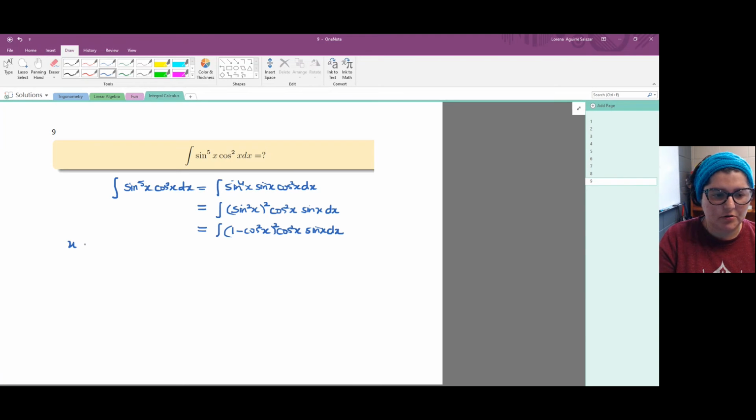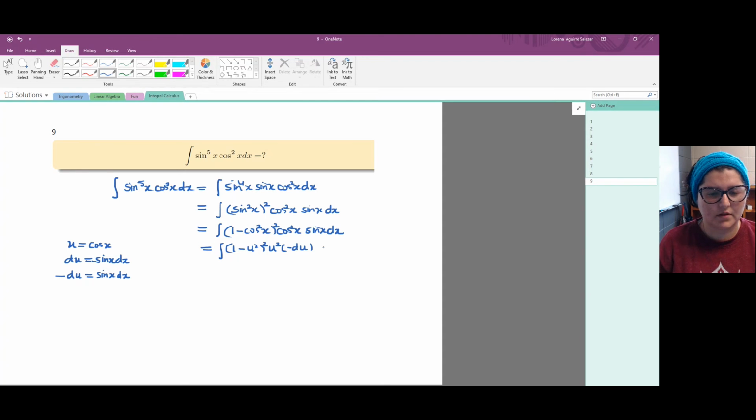And when we introduce u equals cosine of x, we find that du is sine of x with a negative sign times dx. So negative du is sine of x dx. And we are working with the integral of 1 minus u squared, all squared, times u squared times negative du. This is one of the many ways to work with this integral.